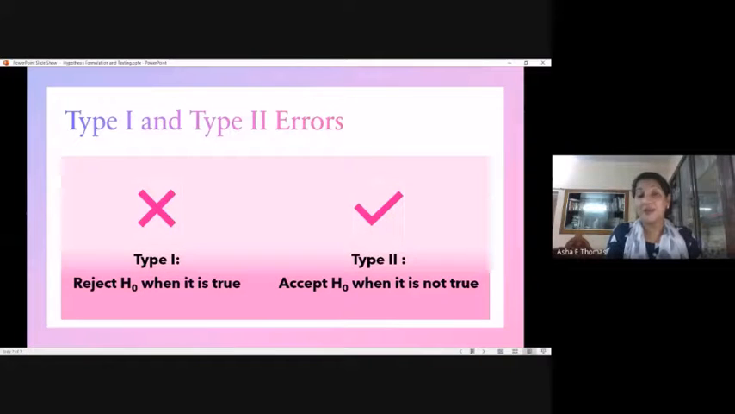Either we will accept the hypothesis when it is not correct, and that is what we call a type 2 error. Or there is a possibility that, maybe by statistical error or some kind of mistake, we are rejecting the null hypothesis when it was actually true. And that is what we call a type 1 error. Right. So this is all which we will be discussing in our today's class.